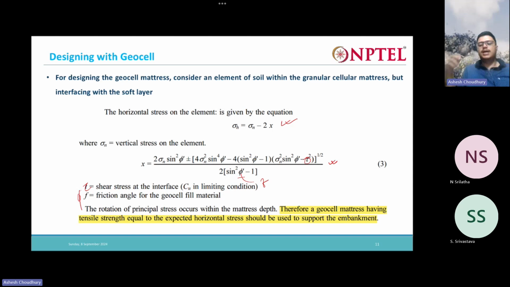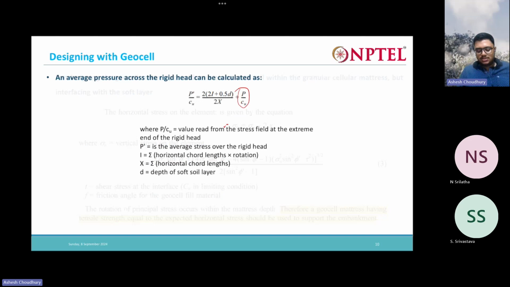So what does that mean? This means that you will calculate this horizontal stress on that element. We are going to calculate this.